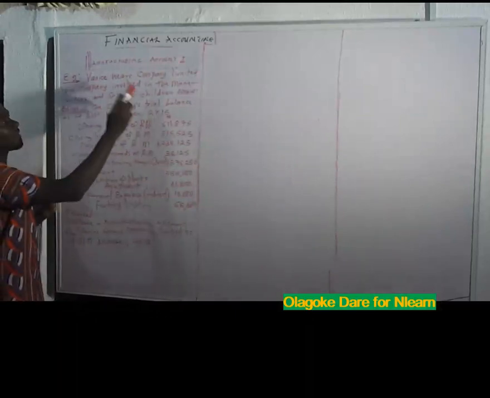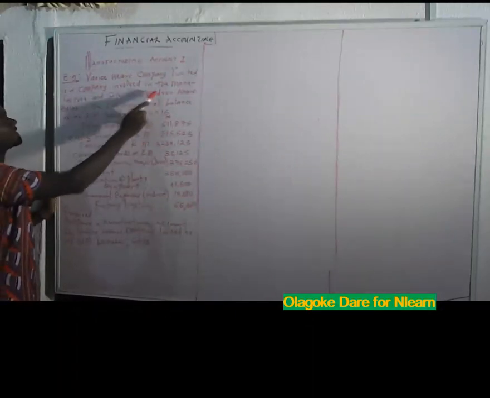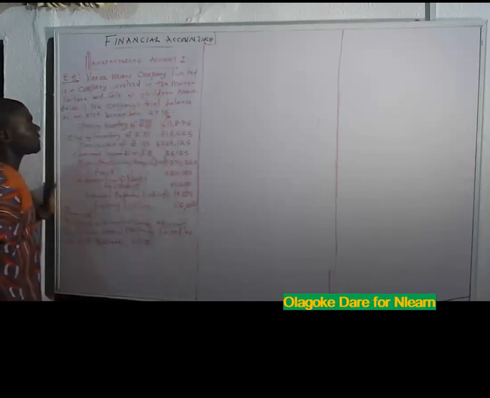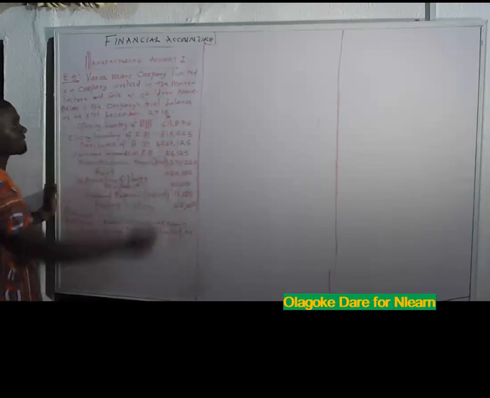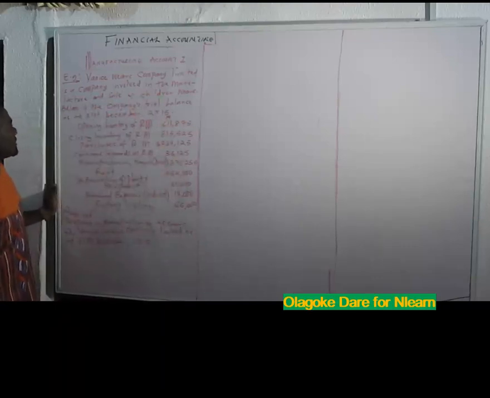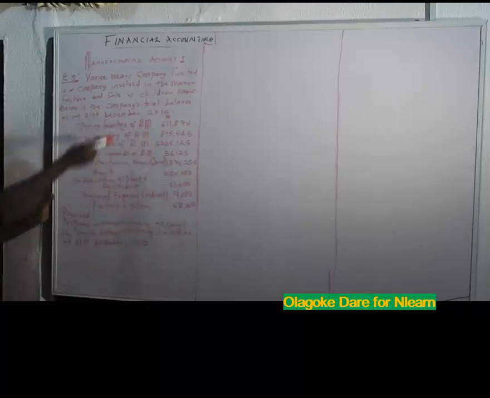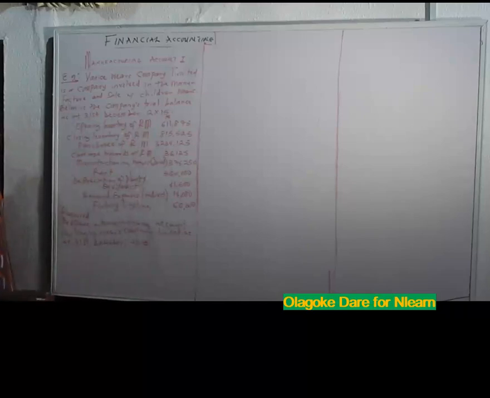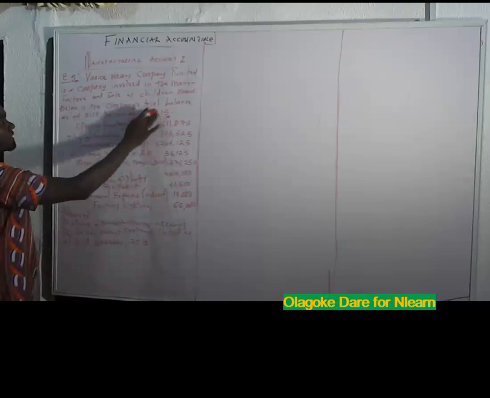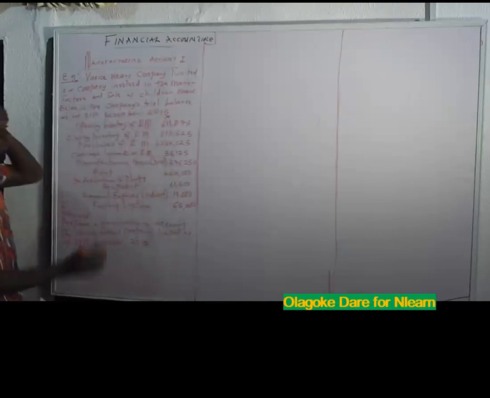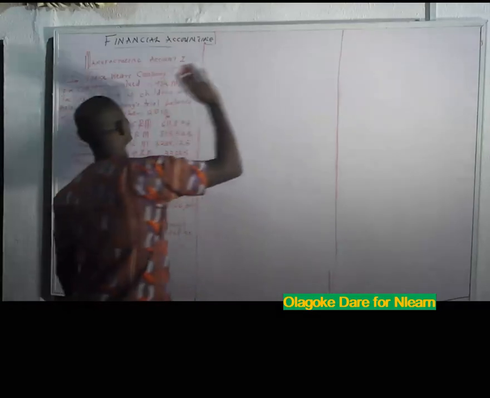Venice Wears Company Limited is a company involved in the manufacture and sale of children's wares. Below is the company's trial balance as at 31st December 2015. We are told to prepare a manufacturing account for Venice Wears Company Limited as at 31st December 2015. Now, don't forget, in preparing the account, the first thing you need to do is the name.